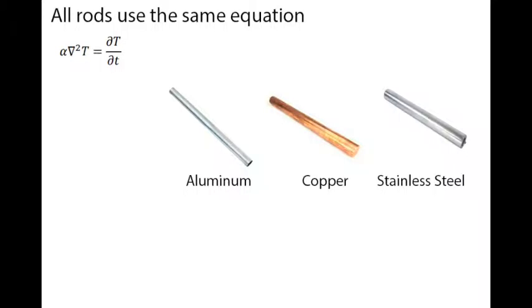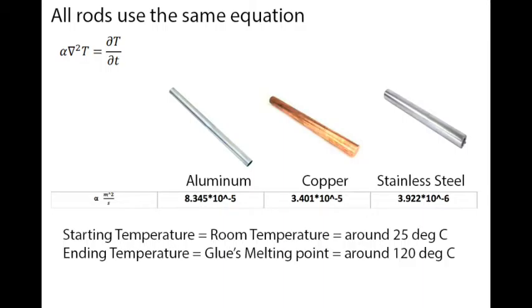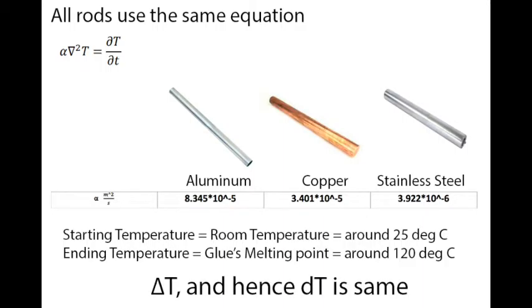All of the terms in the differential equation of heat transfer remain the same between each rod, except for thermal diffusivity and the difference in temperature over time. Since all 3 rods start at room temperature and the melting temperature for the glue is constant, we can say that the change in temperature is also constant between the 3 rods.